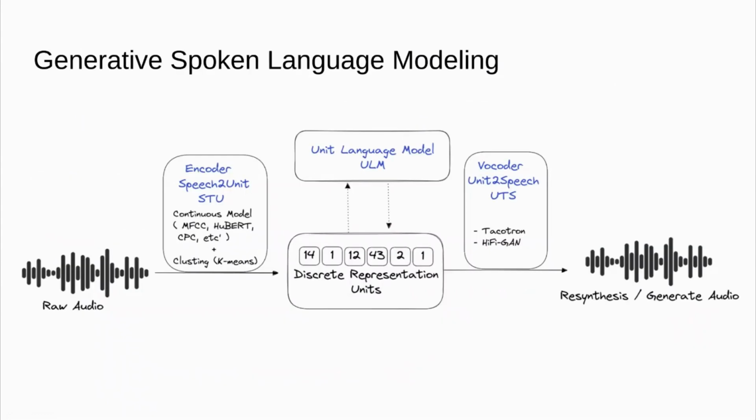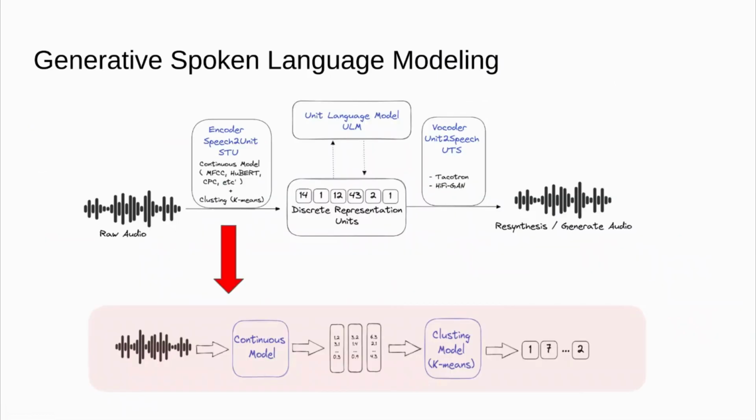Let's start with a brief introduction to generative spoken language modeling. The general pipeline consists of three main modules: 1. Speech to unit, 2. Unit language model, 3. Unit to speech. We can ignore the unit language model step to make a speech resynthesis.